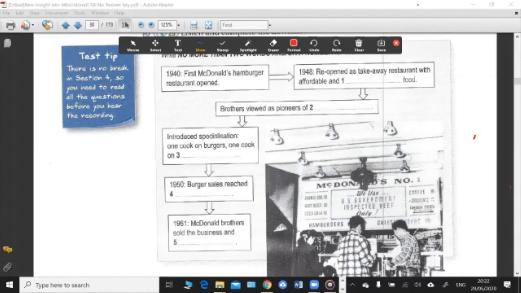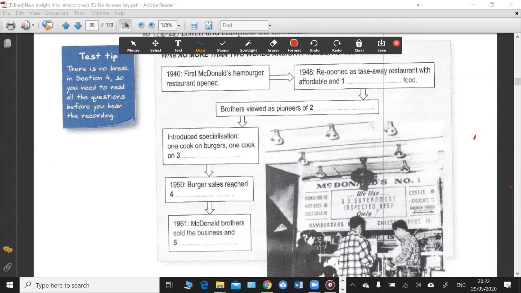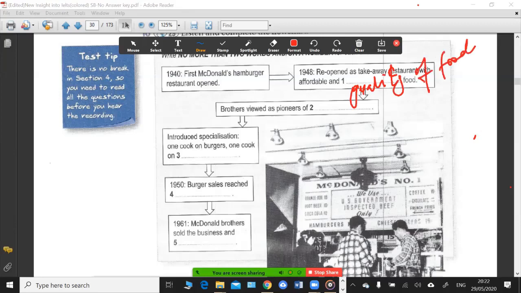1948 reopened as takeaway restaurant with affordable and what do you think? Fast food. Quality of food. What should you write if you list before listening? What will you say here? What will you write? This may be the quality of food, or maybe the price. So here, you say affordable, low price. You write quality of food, right? Yes. Okay. Brothers viewed as pioneers of dash.